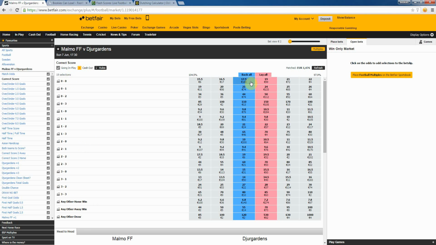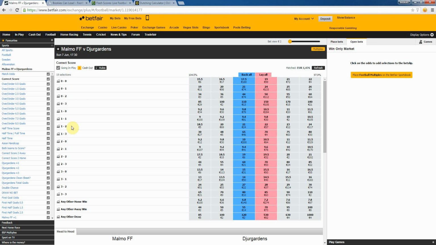Now the blue part here is a back selection. So you basically place a bet for the price offered here. This is the best price offered currently on the market for a particular score. So this is just standard placing of a bet.